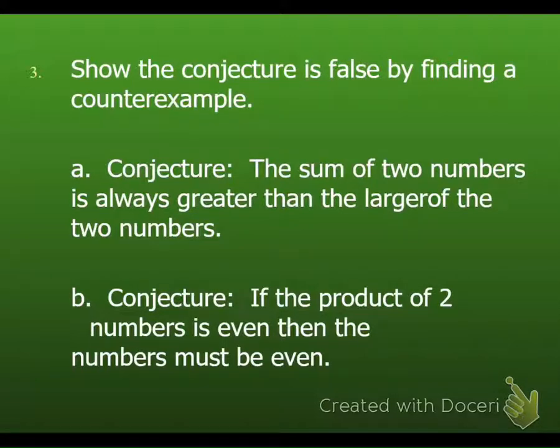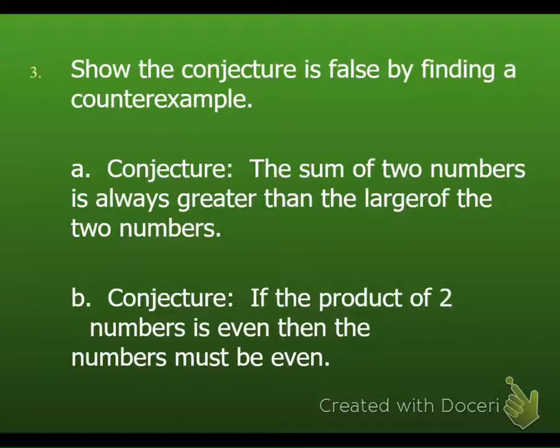I would like you to take a few seconds, work by yourself, talk to a buddy, whatever works, and see if you can find at least one counterexample for this. At least one. So the sum of two numbers is always greater than the larger of the two numbers. So we're adding two things together, and we're trying to show something that stays the same or something that's less than the bigger number. So we wanted to prove something that's not true with this.